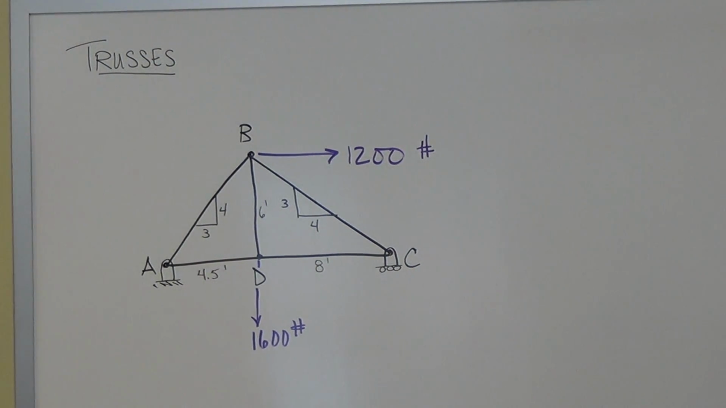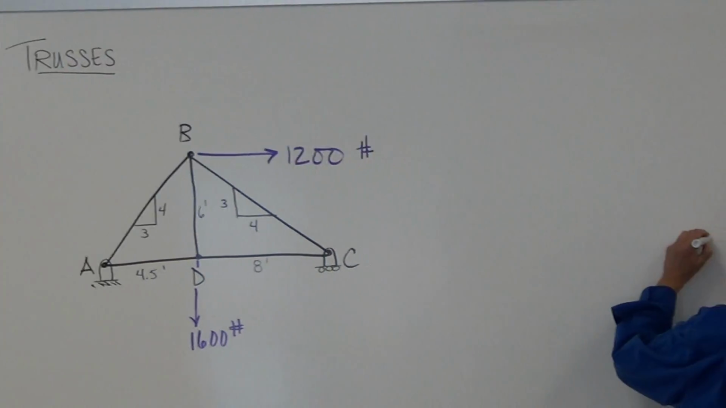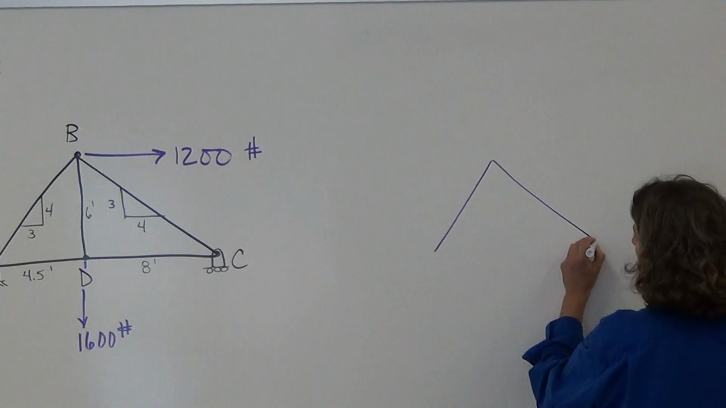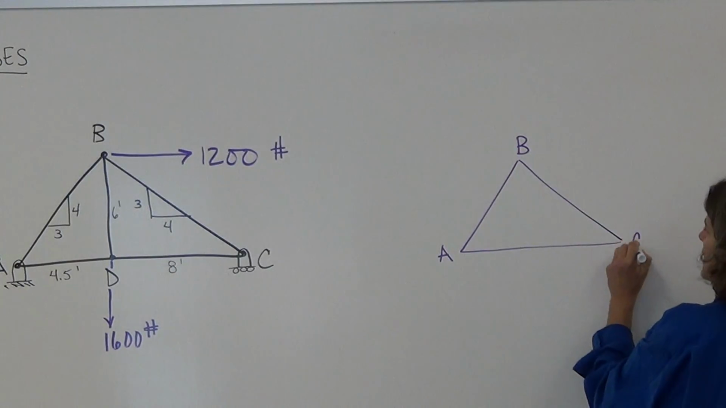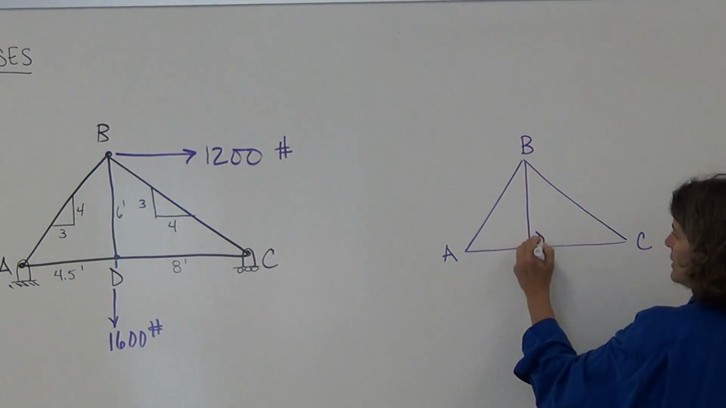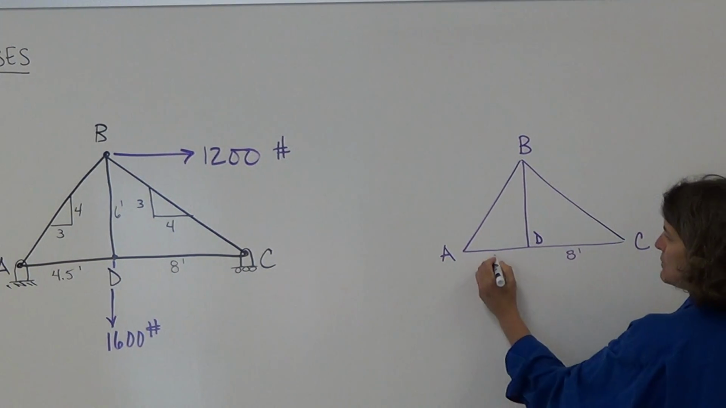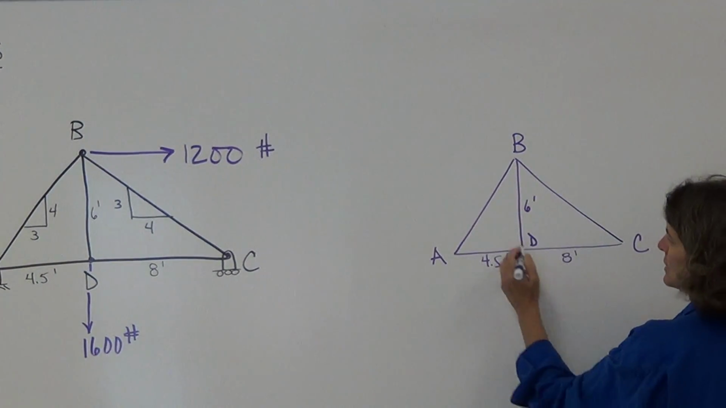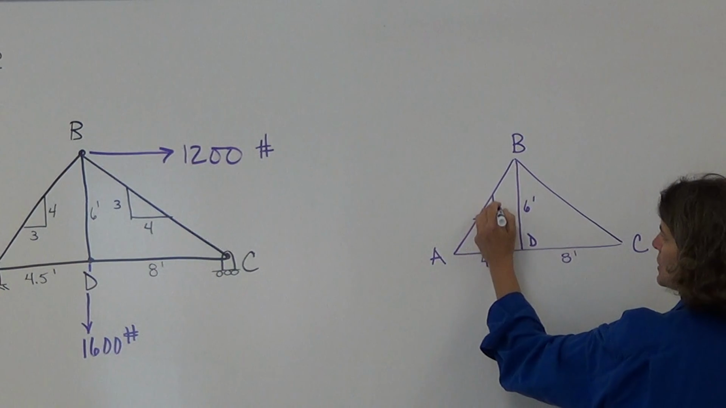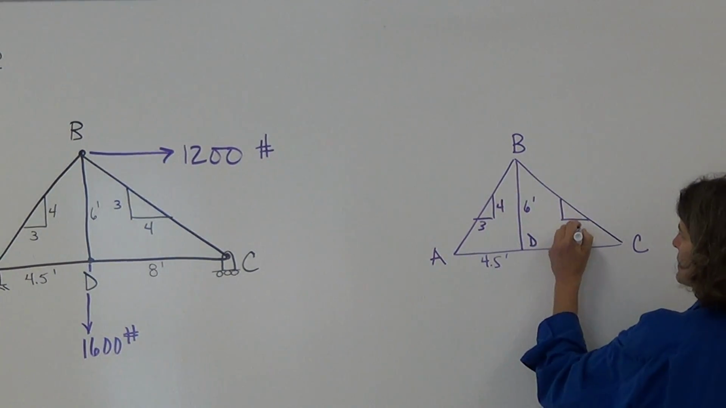So in whatever method of analysis we do for trusses, the first thing we do is we take the whole structure away from its main supports. So I'm going to do that here. So I have A, I have B, I have C, I have D. I know that the dimensions are 8 feet, 4.5 feet, 6 feet, and they're also telling me that this is at an angle of 3 to 4.